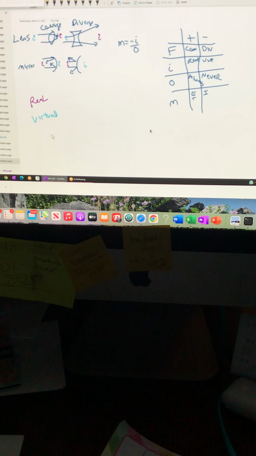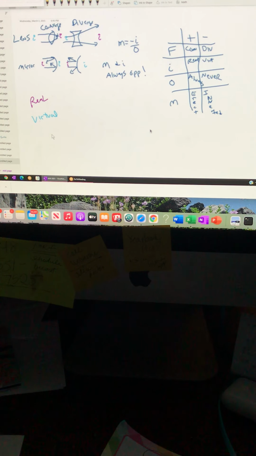M is erect. Erect means upright, or it's inverted. Got it? So when M is positive, it's erect, and when M is negative, it's inverted. So check it out. If M is minus I over O and O is always positive, that means that M and I are always opposite. Always. This I would like you to be very comfortable with.